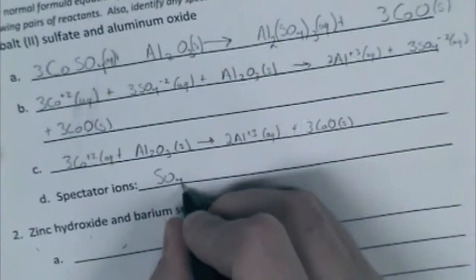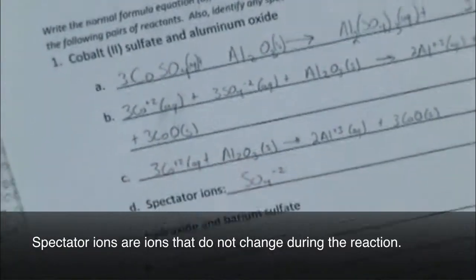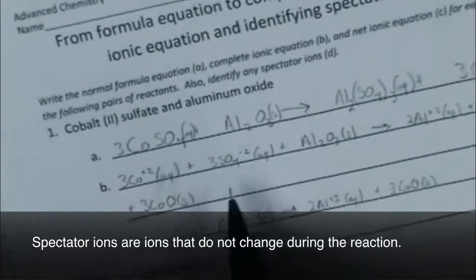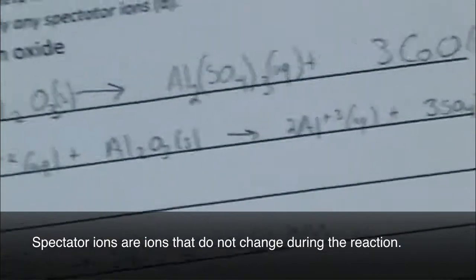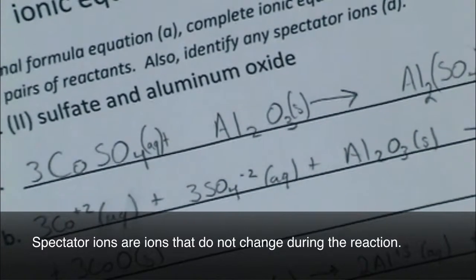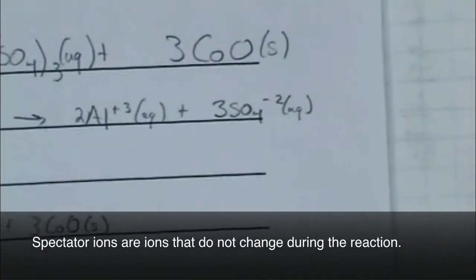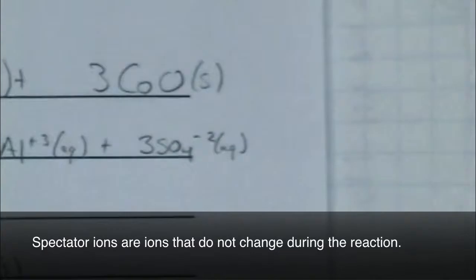Sulfate is there, and it's 3 sulfate, -2 here, and 3 sulfate, -2 there. They're both aqueous, so they didn't change. So from across the reactant to product side, if you have a reactant that's the exact same as a product, not only in composition but in material state, it is a spectator ion.